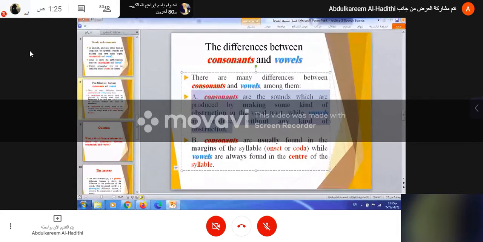So we are speaking about the production of speech sounds. This is phonetics. Why? Because phonetics deals with the production of speech sounds.